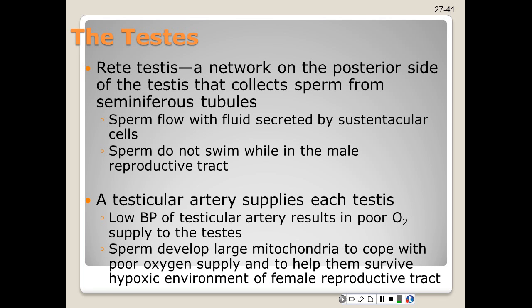In response to this low blood pressure and poor oxygen supply, the sperm develop a large amount of mitochondria, which are there to help them survive in a hypoxic female reproductive tract. So they help with supplying proper oxygen during intercourse, is basically what they're talking about.